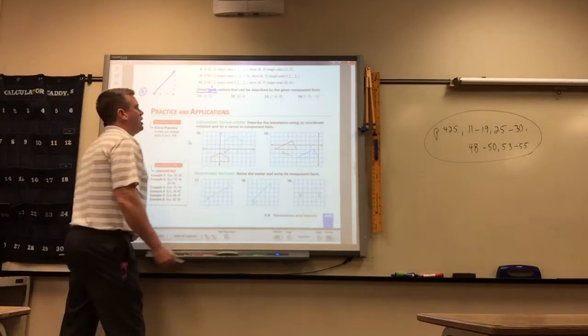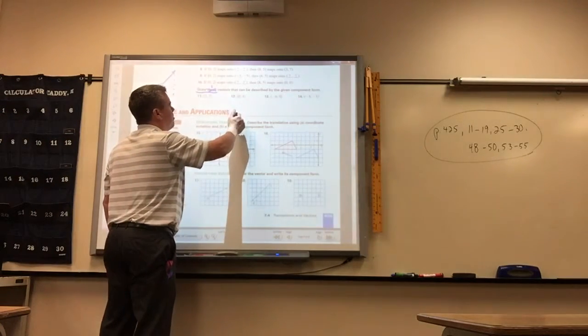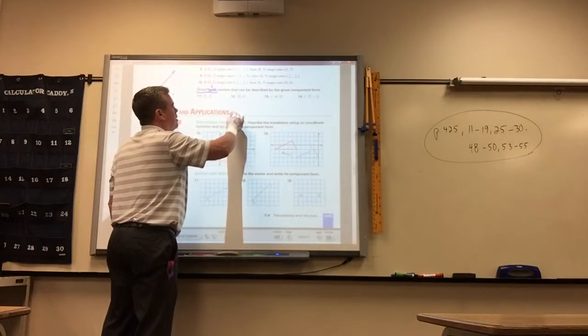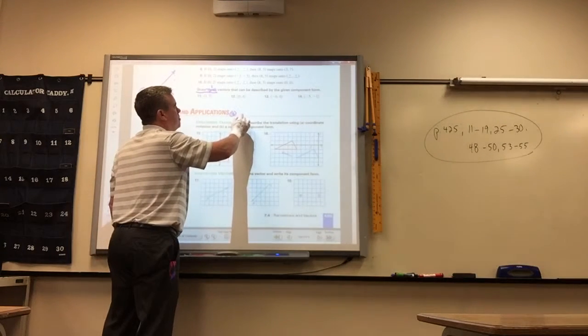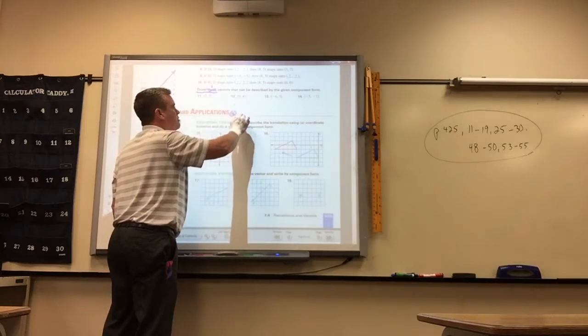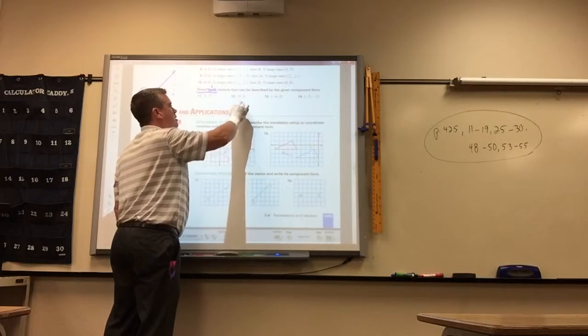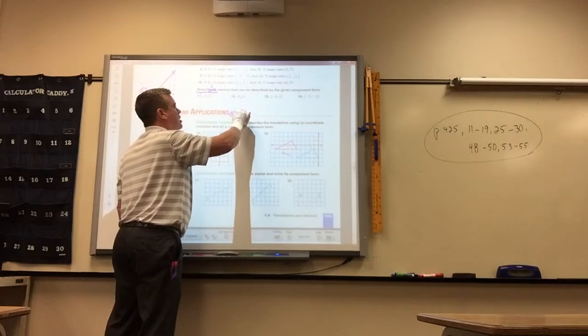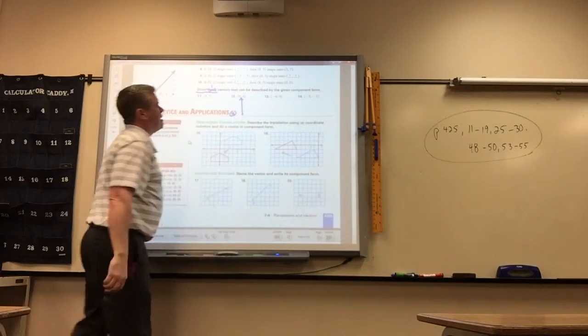So when there's a 0 in it, for this one, you start, and it means 0 over, so that means you don't go side to side. Positive 4 means you go up 4. So you just draw a line straight up, like that.